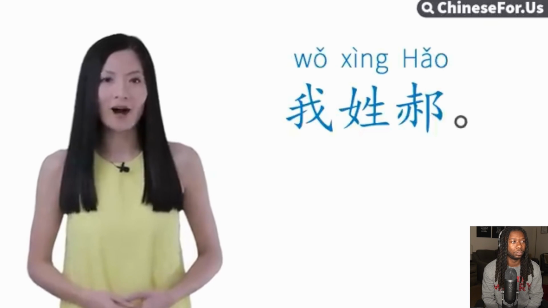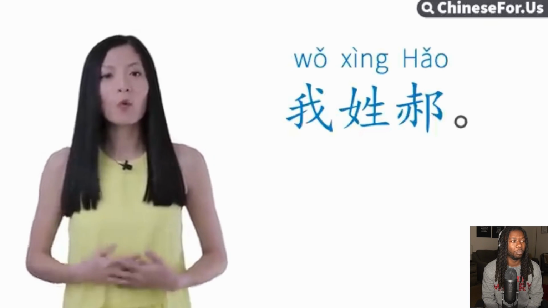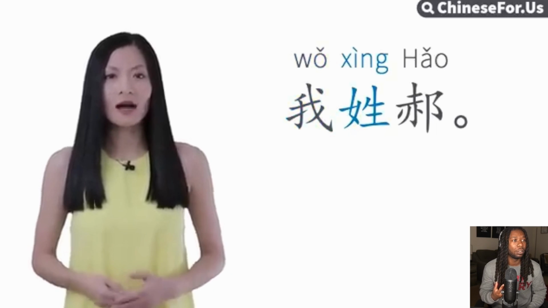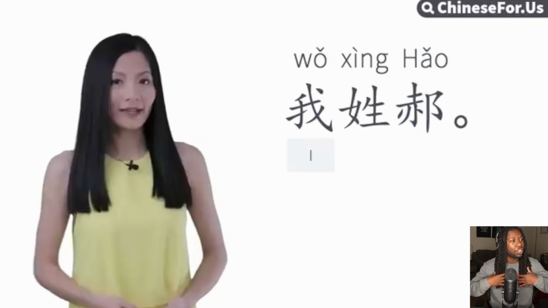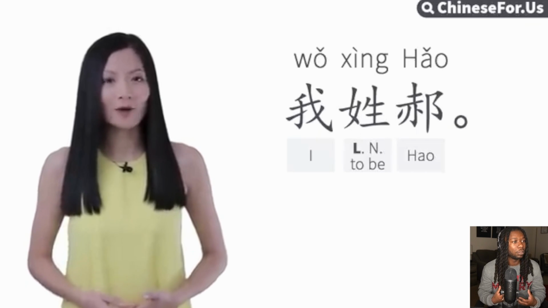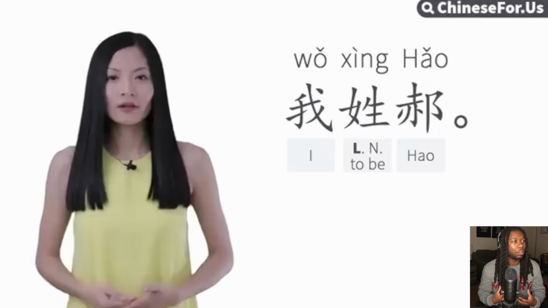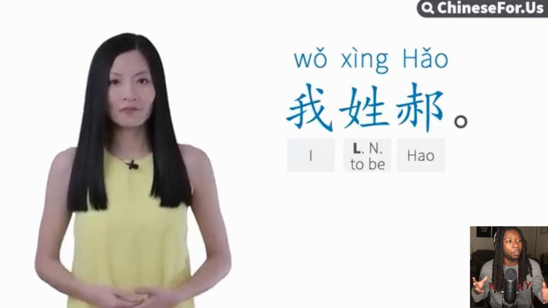Okay. So this is how I introduce my last name. 我姓郝. 我 is her name, right? So, 姓 Xing Hao. 郝. Last name to be 郝. 我姓郝.